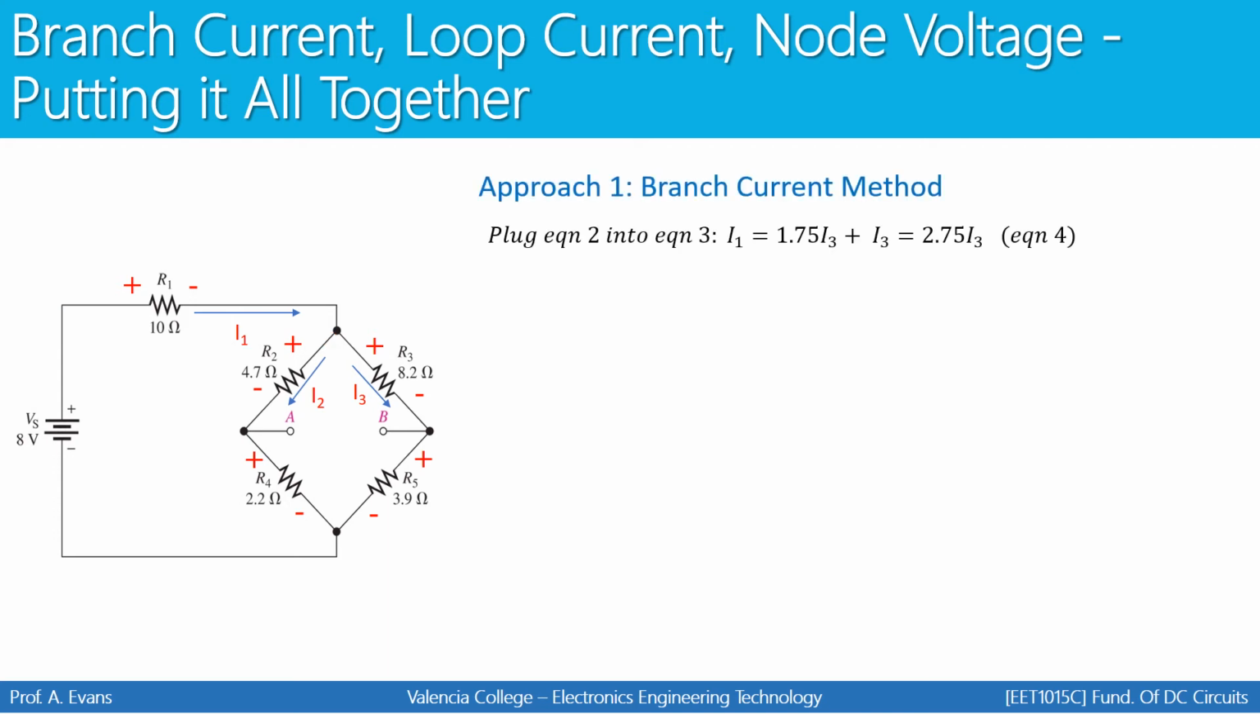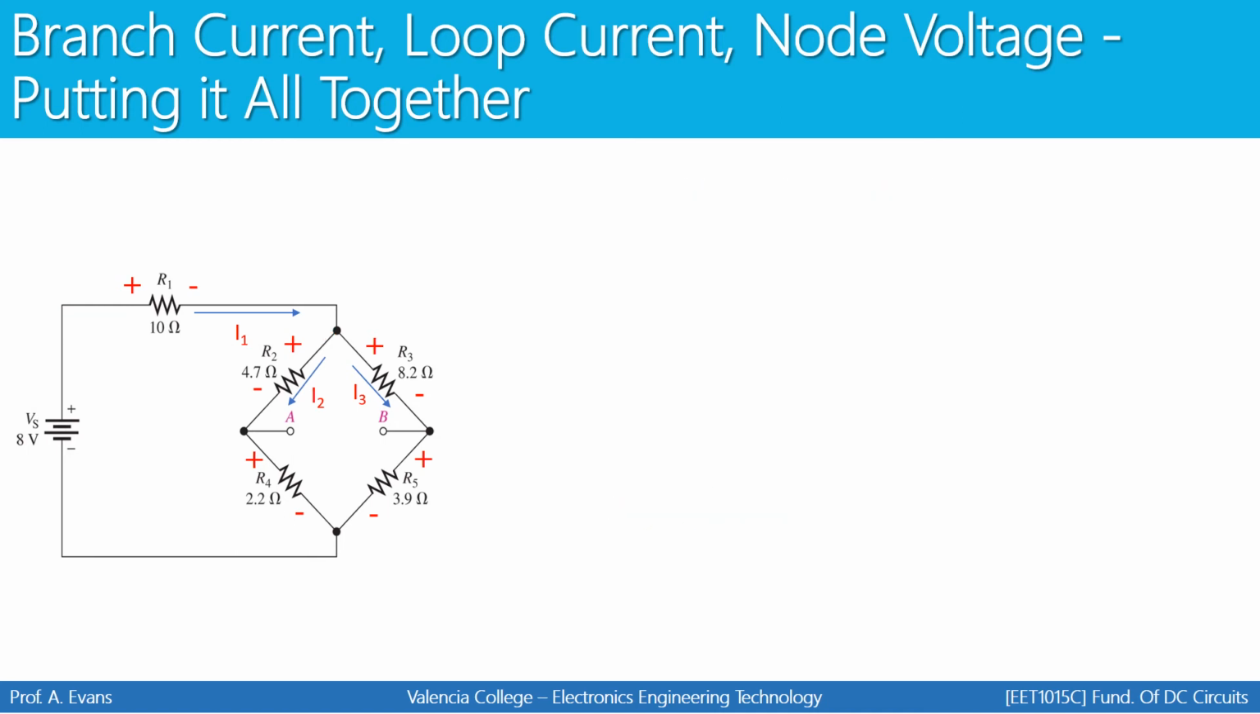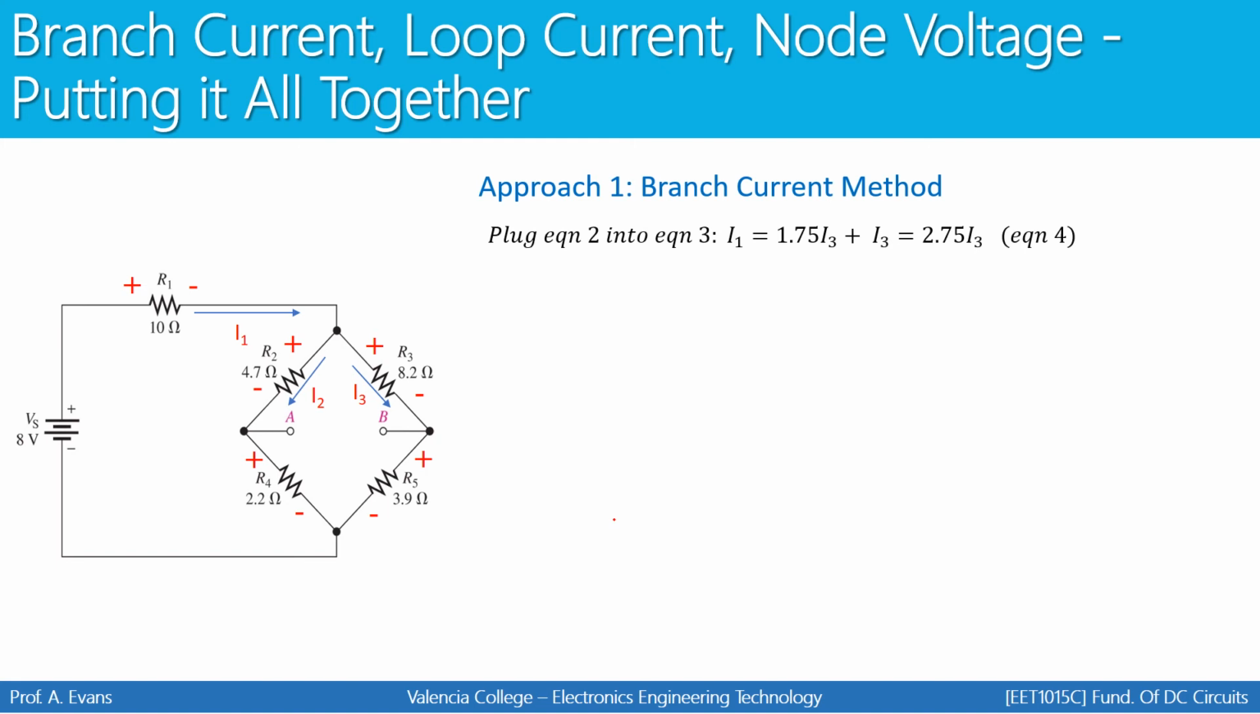So I'm going to take equation 2 and plug that into equation 3. I'll go back just to review. Equation 2 is right here. Equation 3 is right here. We're going to plug equation 2 into equation 3. So we get that I1 is equal to 1.75 I3 plus I3. Or if you combine those, that gives you 2.75 I3. I'm going to call that a new equation, equation 4.